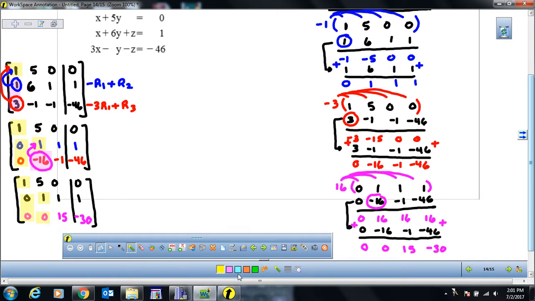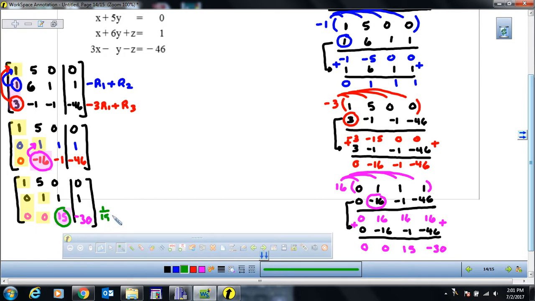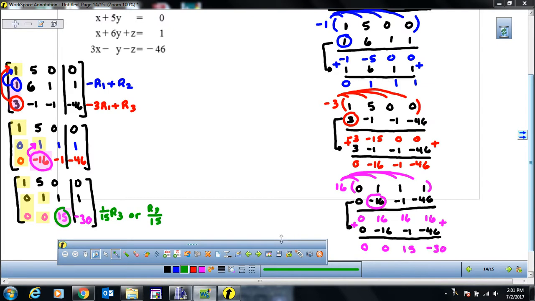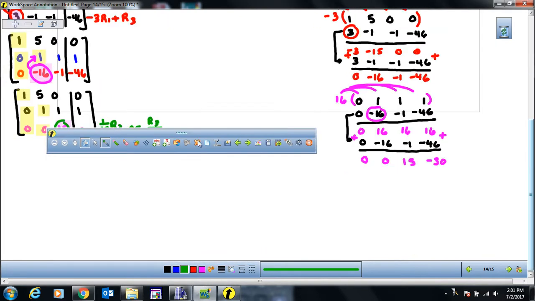Now the fifth and last step of the Gaussian elimination is that we need to make the 15 into a 1. So anytime I want to make a number into a 1, keep in mind what you do. You just have to divide the whole row by that same number, or multiply by the reciprocal of 15. The reciprocal of 15 is 1/15. So I can either say multiply the third row by 1/15, or, which is the same thing, divide row 3 by 15. That's basically the same thing. So let's do that next.